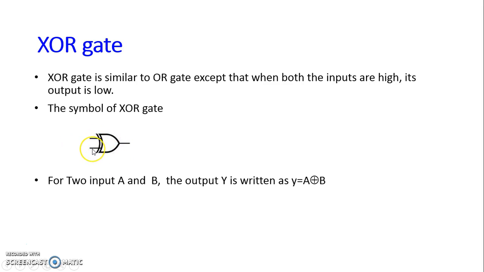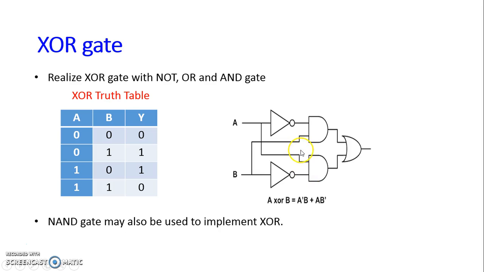Two inputs are given and one output is here. For two inputs A and B and output Y, the expression for XOR gate is written as Y is equal to A XOR B. Now we would like to realize the XOR gate. First we will try to write the XOR truth table. It is almost similar to OR except that when both the inputs are high, the output is 0.